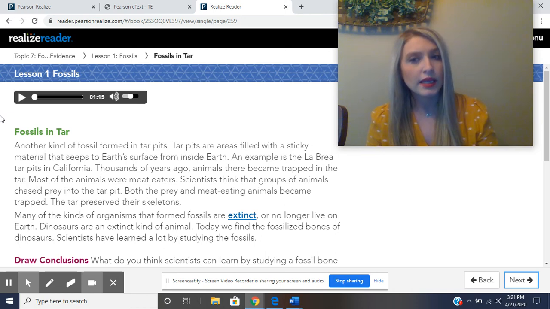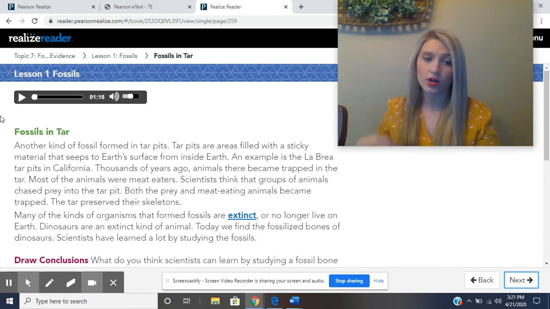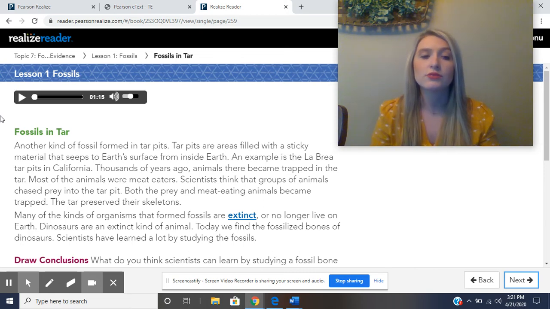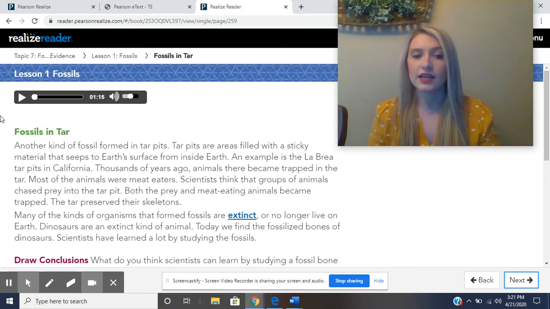Most of the animals were meat eaters. Scientists think that groups of animals chased prey into the tar pit. Both the prey and the meat-eating animals became trapped. The tar preserved their skeletons.